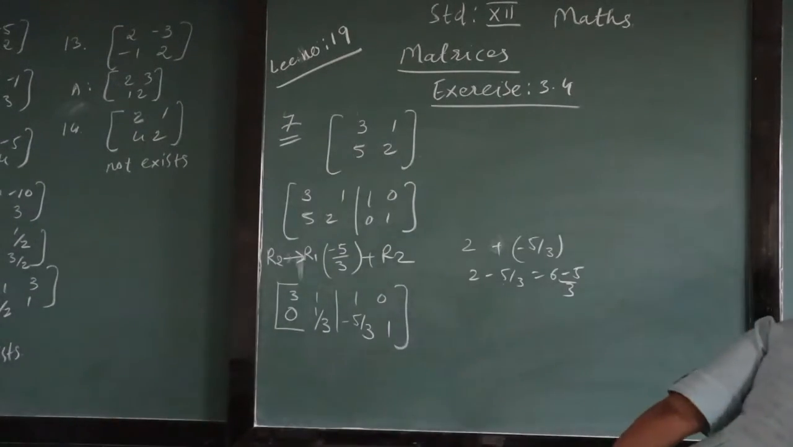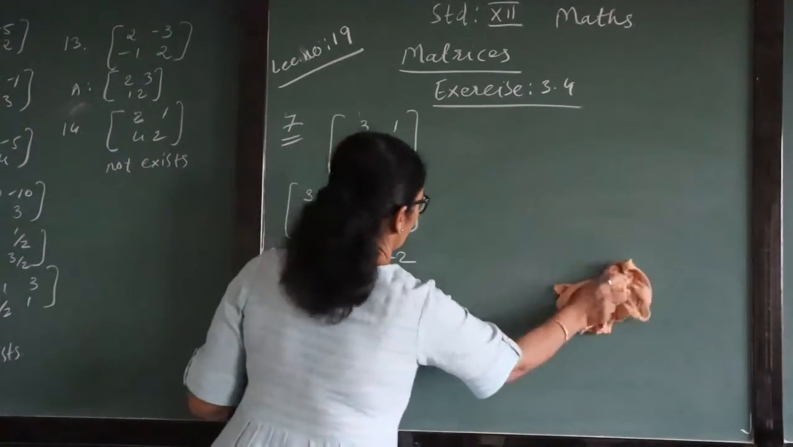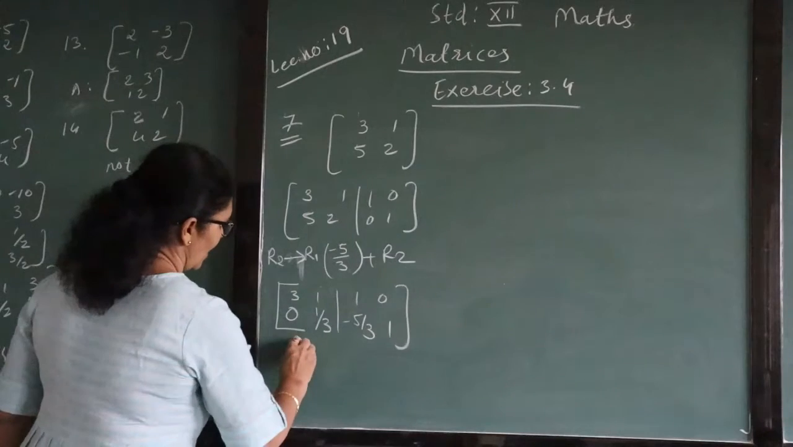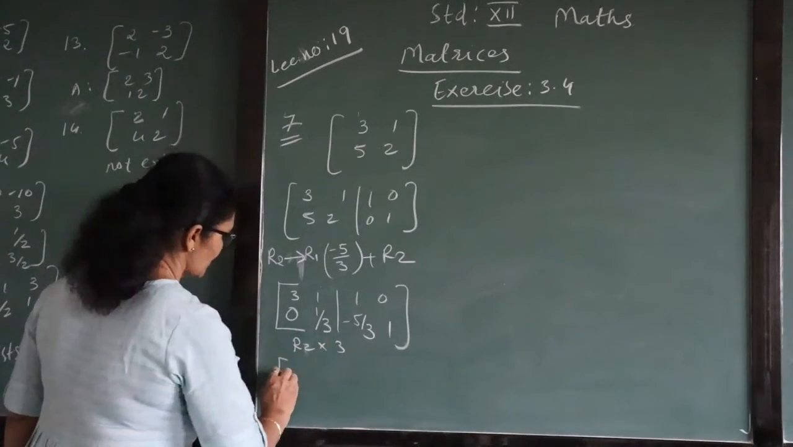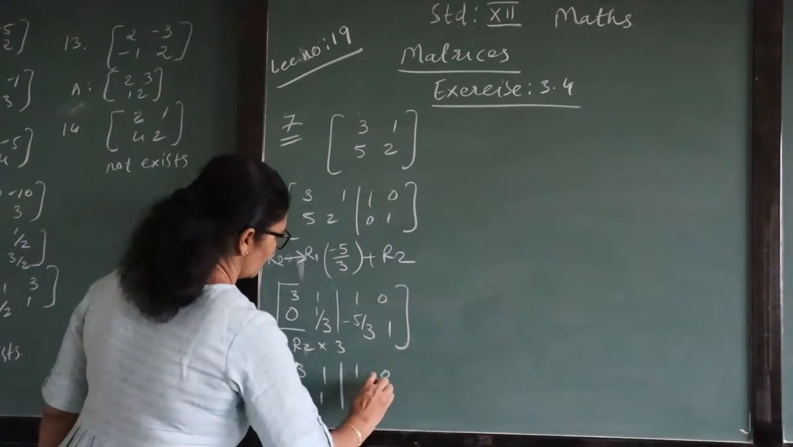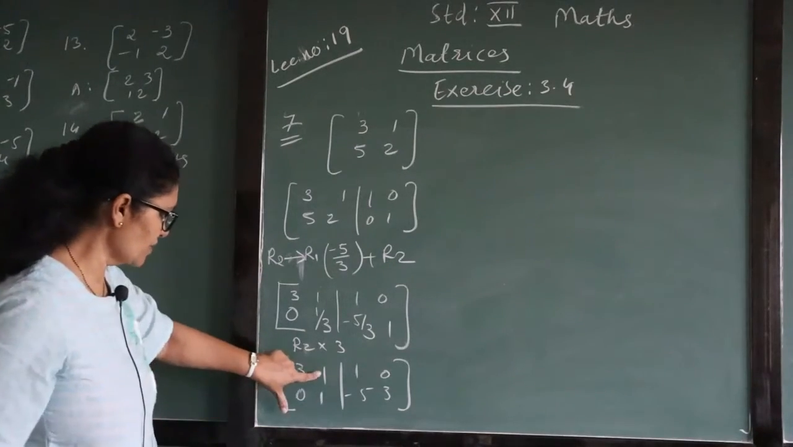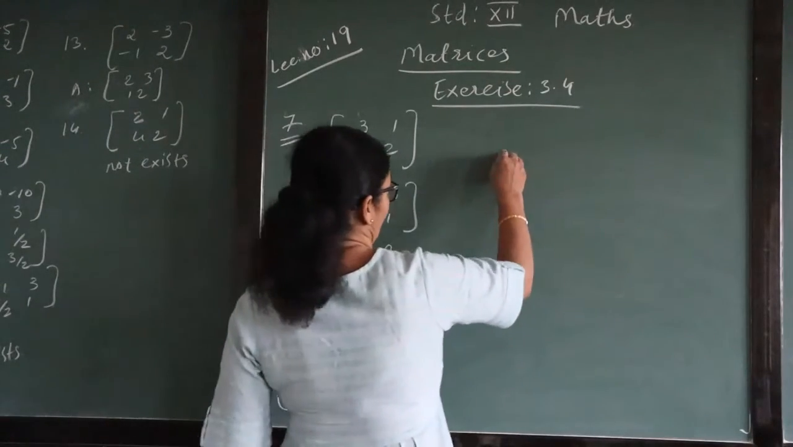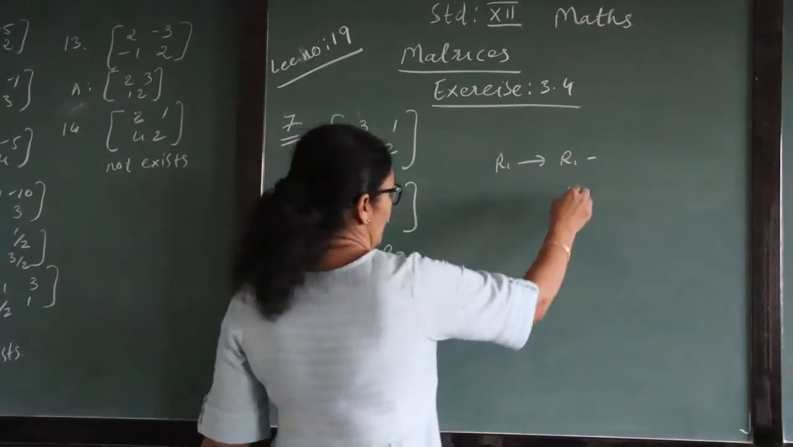Now what is the next step? We don't want 3 here, we want 1 only. So very simple: R2 multiplied by 3. Let's multiply by 3. So you get 0 1, 1 0, minus 5 and 3. Now check, we don't want this 1 also. So how can we write? We are making a change in R1, but what are we doing?